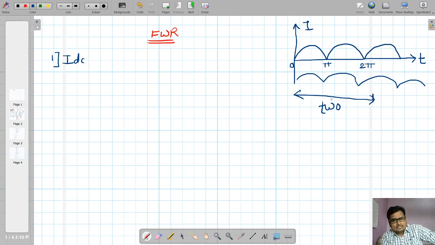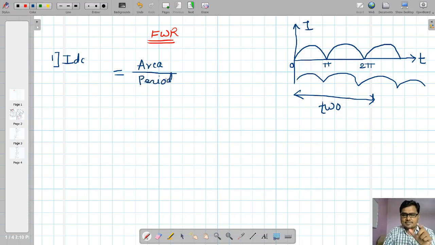But we know it's a periodic signal, and for a periodic signal, if you want to find an average value, what is the method? The method is, first we need to find out its area for a time period of one cycle, divided by the period of one cycle. We have written the same equation, area divided by period, in case of half wave rectifier also. The methodology will be the same.